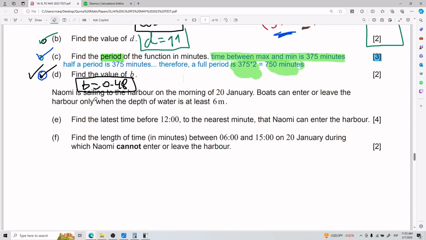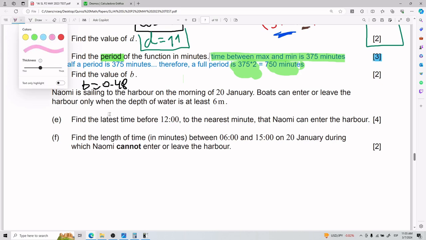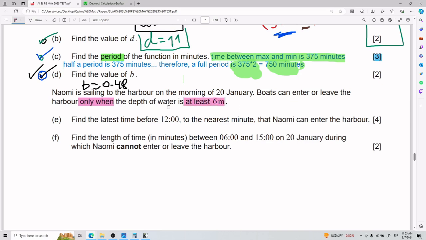Then they tell us that Niobe is sailing to the harbor on the morning of the 20th of January, and boats can enter or leave the harbor only when, important words, only when the depth of the water is at least 6 meters. So for part E, we need to find the latest time before 12, another keyword, before 12 to the nearest minute, that Naomi can enter the harbor.